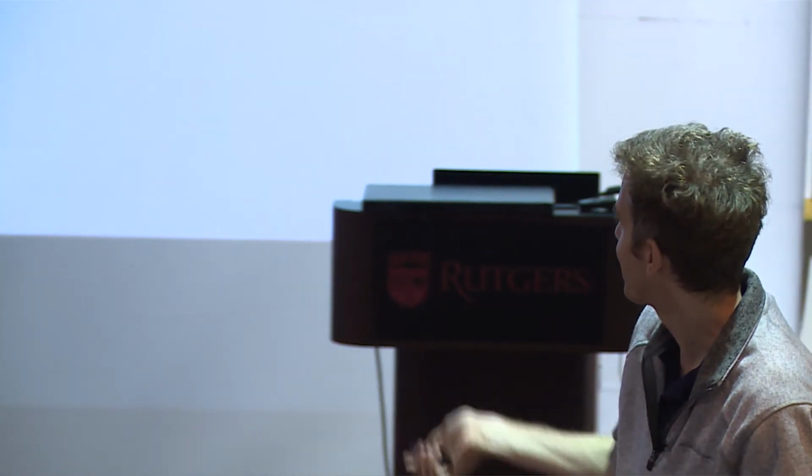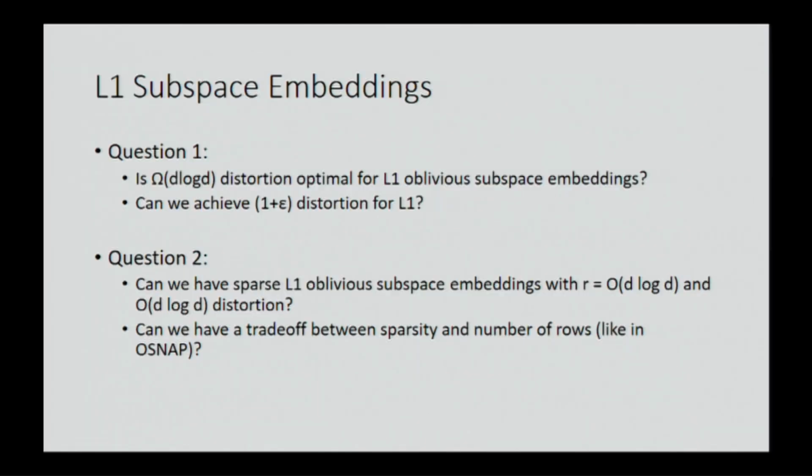Questions? Okay, so let me just wrap up. This was the lower bound. And there's also an upper bound in this paper if you're interested. So we do get sparse L1 oblivious subspace embeddings, which match the same parameters as the dense case. And I'll just stop here.